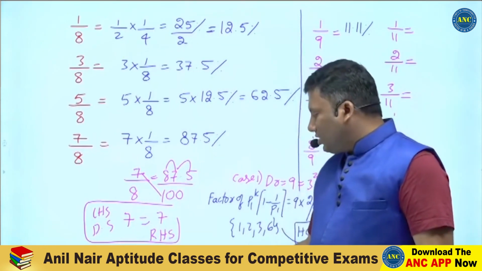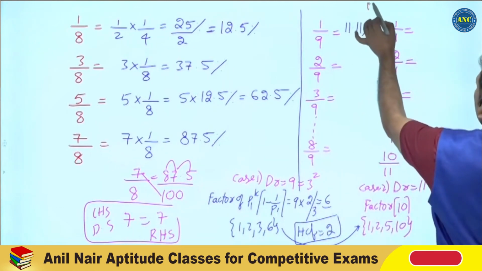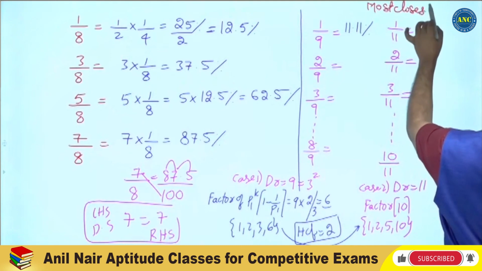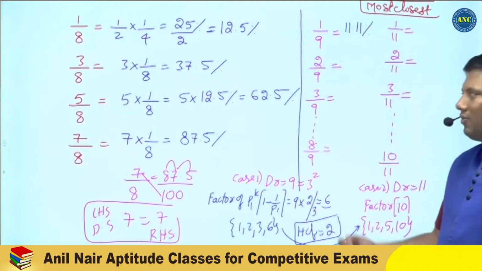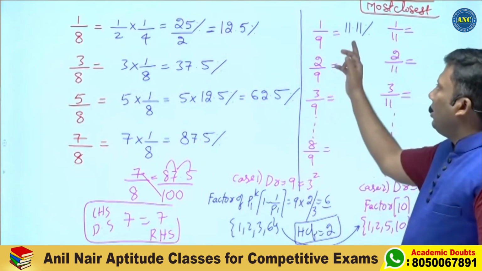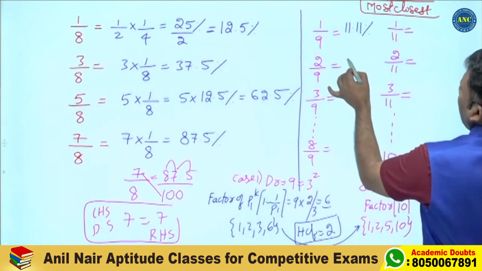99.9999 percent is equivalent to the closest answer. These are all closest values. By this time, you should have understood the difference between the closest and the exact. 11.11. Sir, if you observe, how many digits will be repeated? 11 will be repeated twice. 2 by 9, 2 times 11.